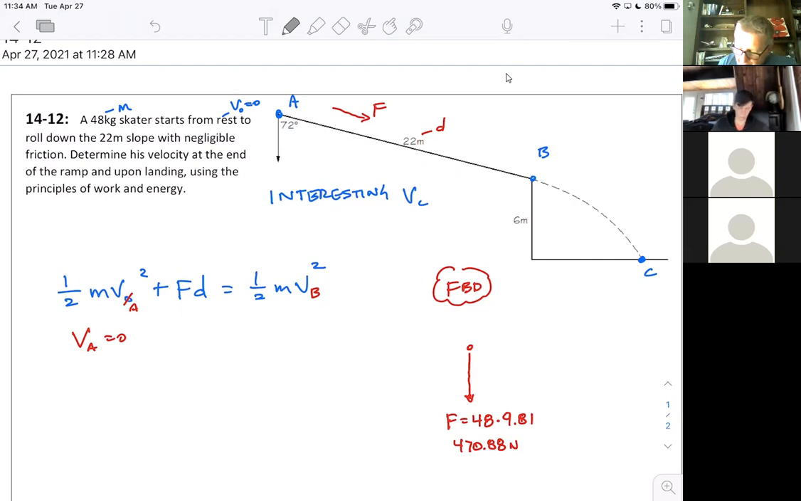But we would like to see how much of that is going in this direction. That's kind of our force in that direction. Since that makes a right triangle, and since this is 72 degrees, then that force right there would be 470.88 times the cosine of 72. So I actually get a force of 145.51.